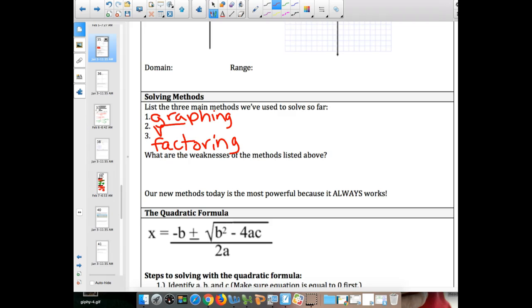Sometimes our graphs can't quite give us a good indicator of what our answer is. Sometimes we can't square root things. Sometimes we can't factor things. So the weakness of all 3 of those is sometimes they don't work. Whereas this method that I'm about to show you, it always works. We can always get an answer from this.